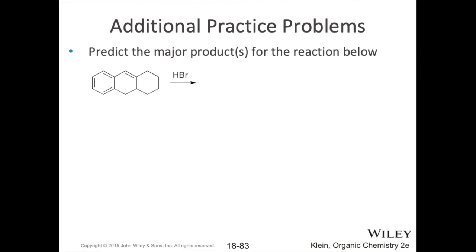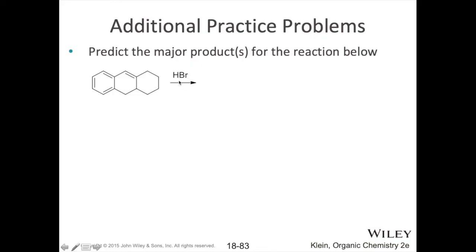Okay, let's try a synthesis problem. Go ahead and predict the major product for the reaction listed over here. So you've probably figured out we've got HBr, and so it's probably going to do a hydrohalogenation. We're going to add HBr across the double bond. Probably not going to add across this benzene over here, so it's probably this isolated alkene that we're going to add it across.